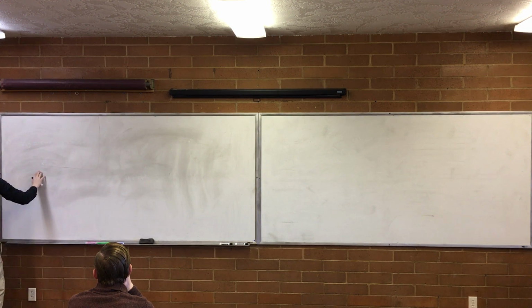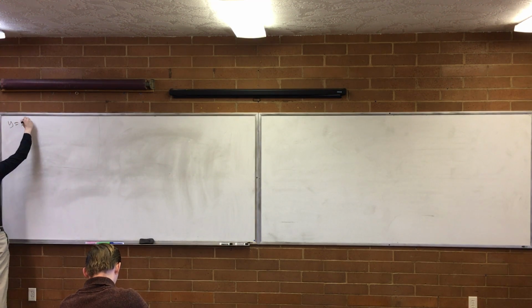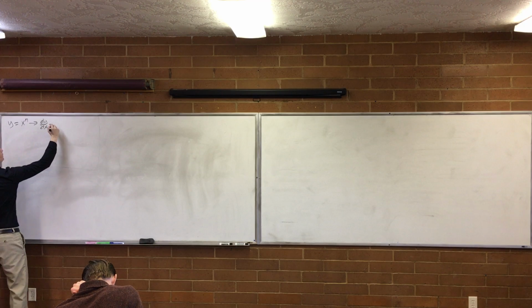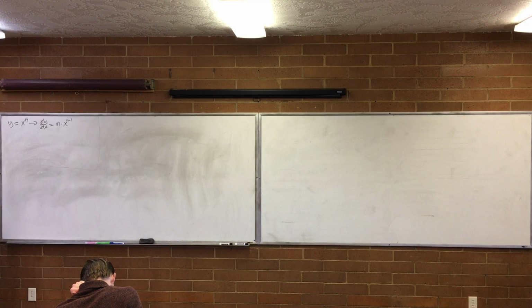So we know our definition of the derivative now. In short, it's the limit as delta x goes to 0 of delta y over delta x, rise over run. So now let's prove that y equals x to the n implies dy dx is equal to n times x to the n minus 1. Something we already know how to do.